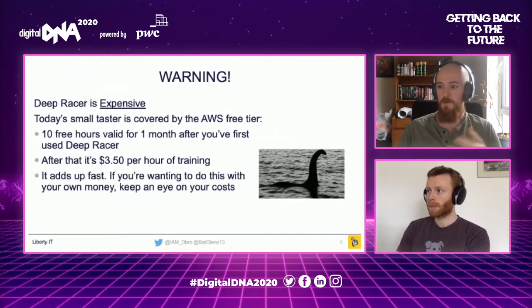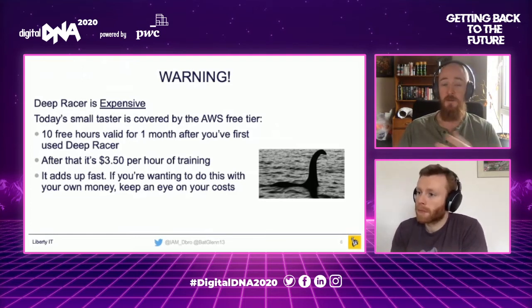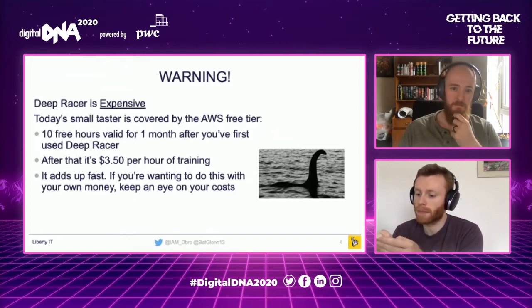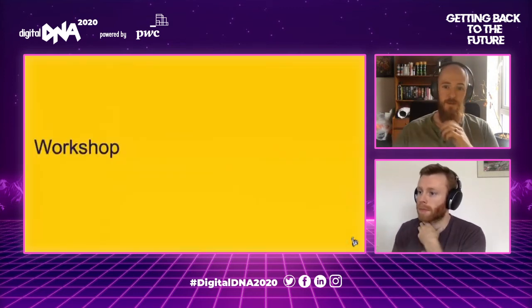Luckily, when you first sign up with AWS, you should be in their free tier for a year. And as part of free tier, you get 10 free hours of AWS training, of Deep Racer training. So what we'll be doing today is easily covered within that. As I say, we're just doing like a 15-minute model. And after the fact, just really do keep a close eye on your costs. And that's it for the introduction.